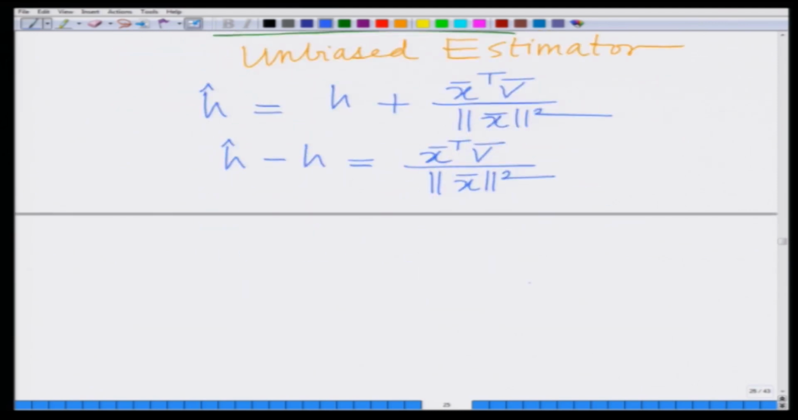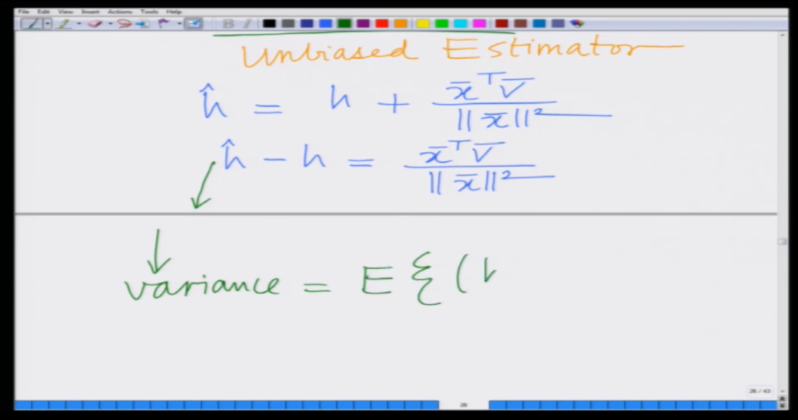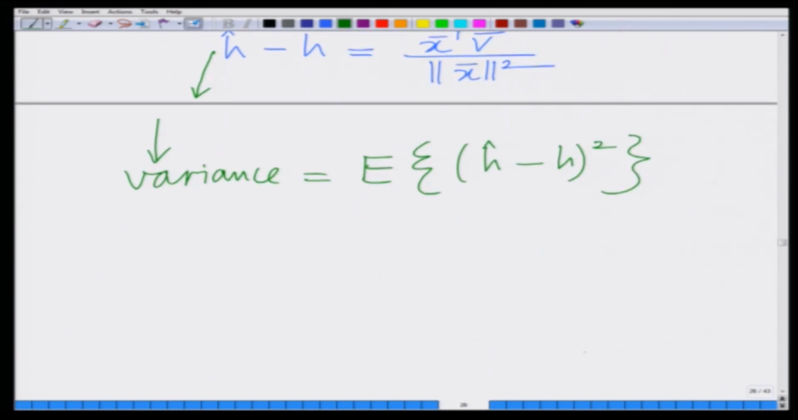Now, the variance of the estimate is basically the expected value of h hat minus h whole square, which is basically, I can write this.